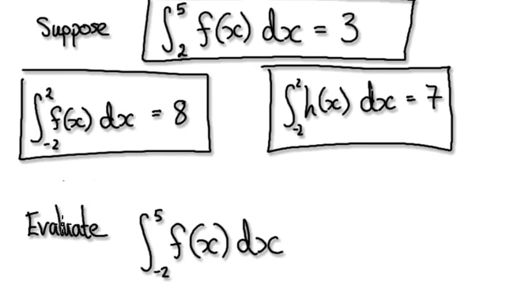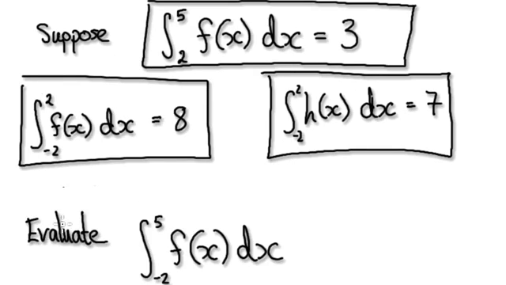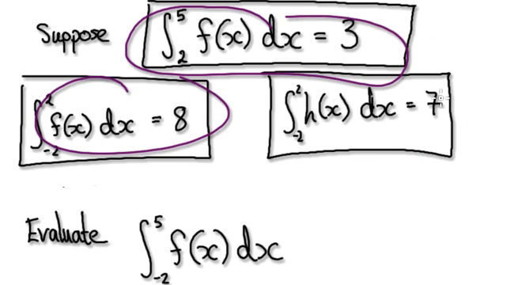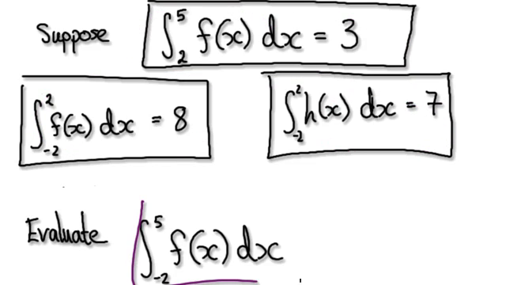Next one here. So the same three here. Suppose this here is true, this is true, and this is true. So these three are the same as above. Well, use these three to evaluate this. Okay. So press pause and have a go.